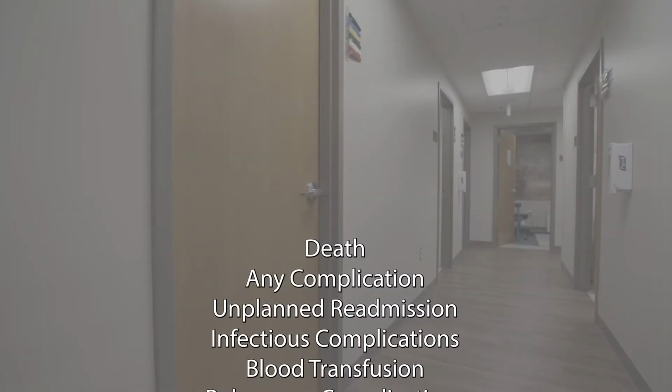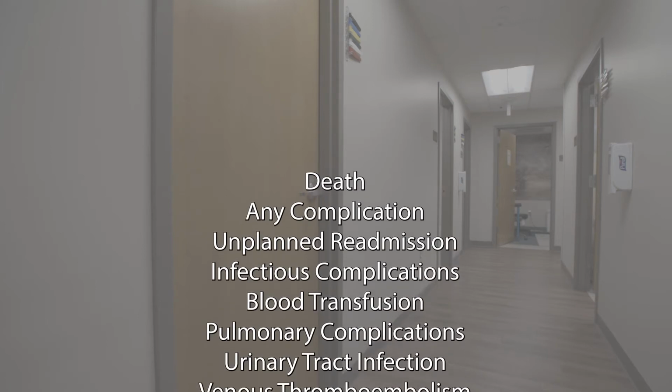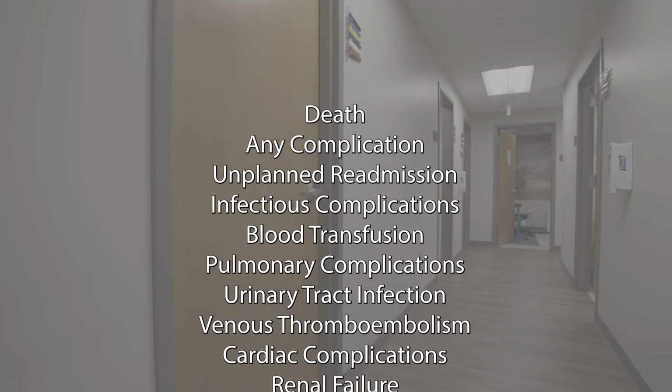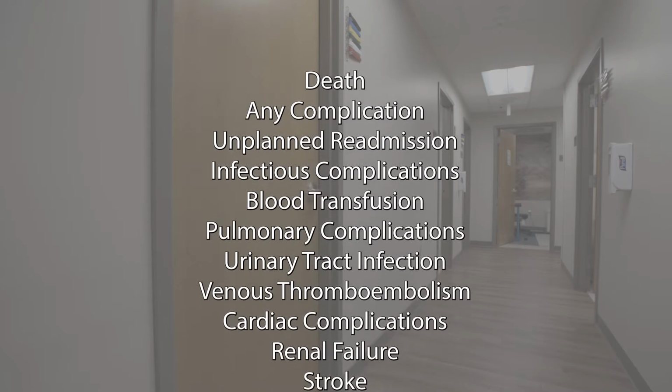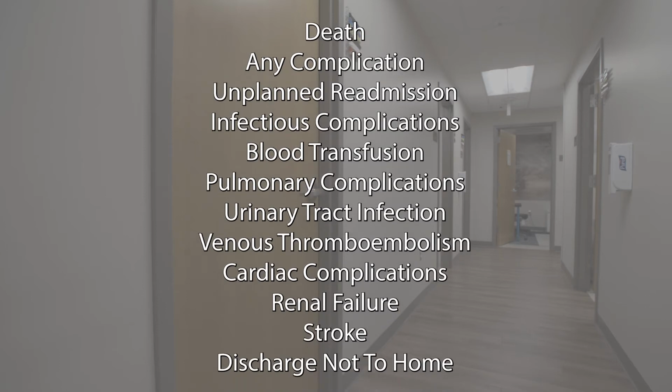In SURPAS, the 30-day risks are individualized and include the following: death, one or more of the following complications, unplanned readmission to a hospital, infectious complications, need for a blood transfusion, pulmonary complications, urinary tract infection, venous thromboembolism requiring treatment, cardiac complications, renal failure, stroke, and discharge not home.